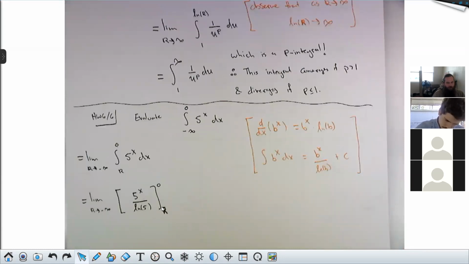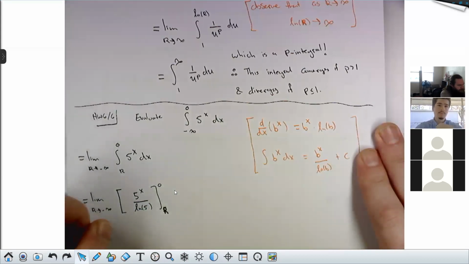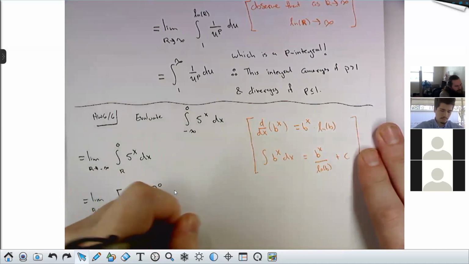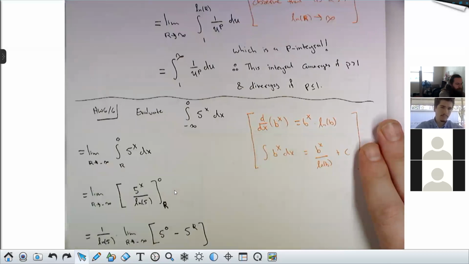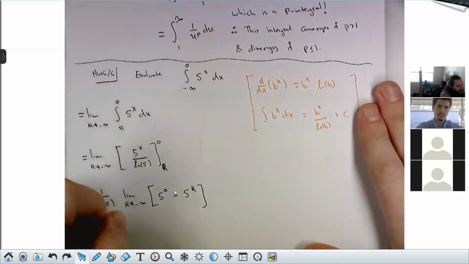Of course, b is a constant, so the natural log of b is a constant. Down here, the natural log of 5 is just a number. It's just a constant. It doesn't have any x's in it. So it can pop all the way out if you want. This would be 1 over the natural log of 5 times the limit as r goes to negative infinity of 5 to the 0 minus 5 to the r. Which is 1 over the natural log of 5 times, 5 to the 0 is 1.